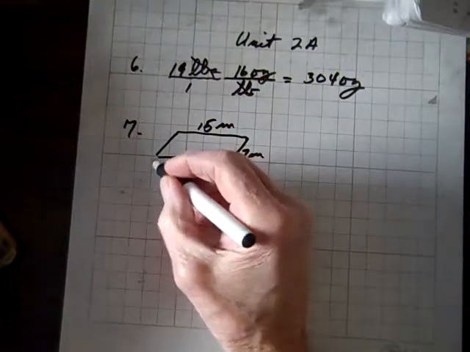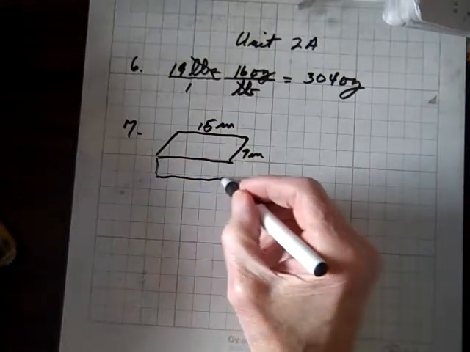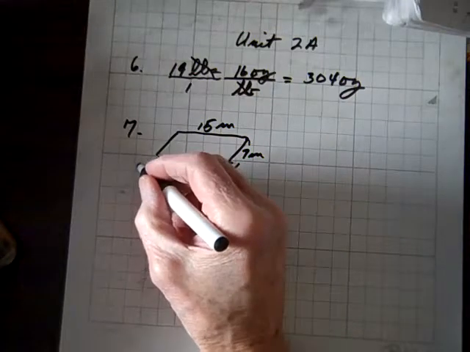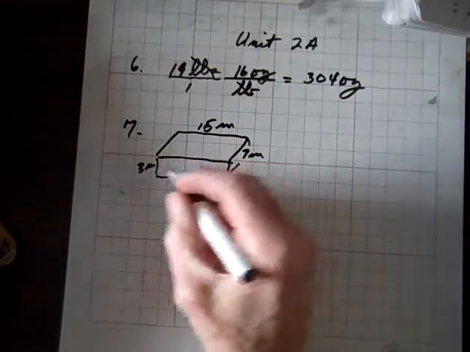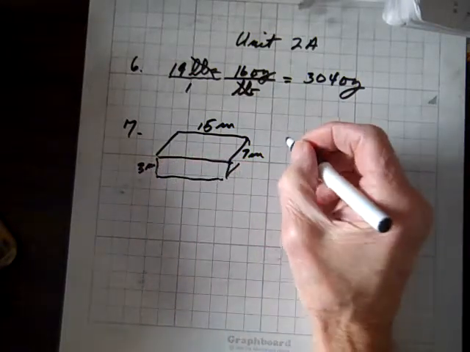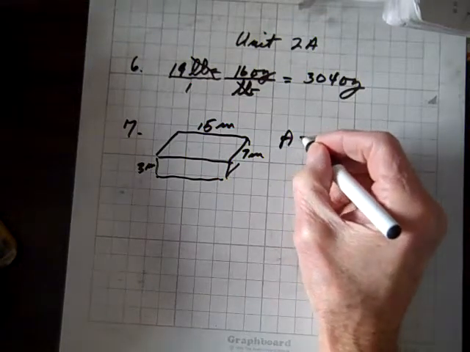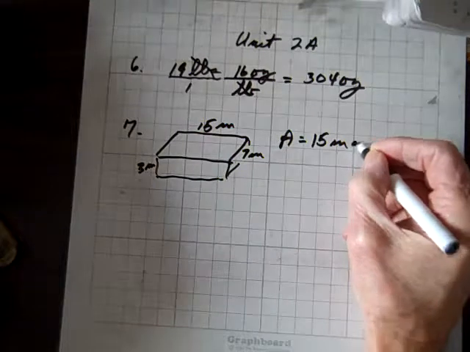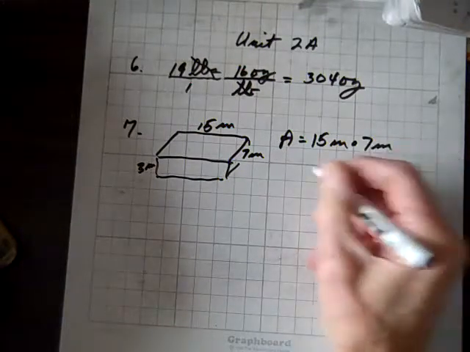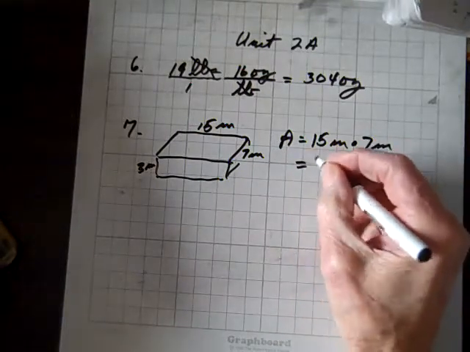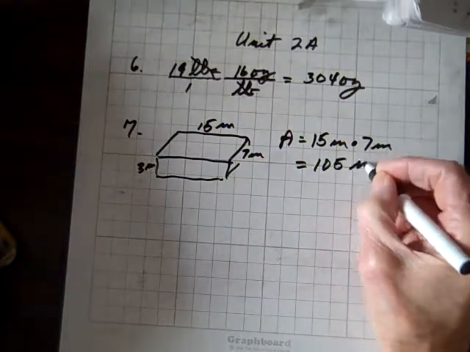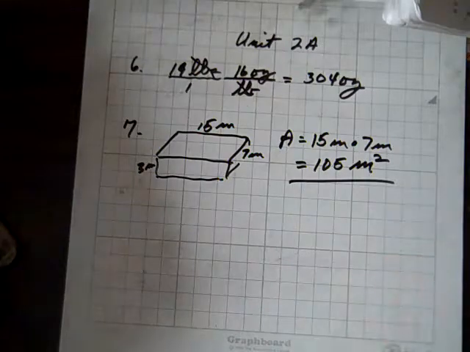What's the area of the surface? Well, notice the 3 meters deep has nothing to do with the area. The area of the surface is just going to be 15 meters times 7 meters. So that's going to be 105 square meters. And we're done with that one.